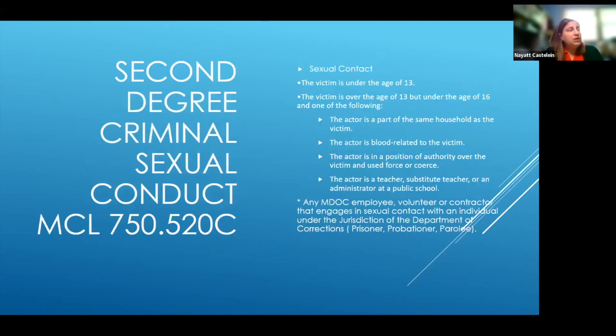For the second degree criminal sexual conduct, that's MCL 750.520c, it's sexual contact. If the victim is under age 13 and there's any sexual contact, it's a CSC second, sorry. If they are over the age of 13 but under the age of 16, and they're part of the same household, blood related, or in a position of authority such as a teacher or substitute teacher. Anybody who works for the Department of Corrections or any volunteer or contractor who is engaged in any sexual contact with an inmate, probationer, or parolee could be charged with a CSC second degree. That's just what the law holds for us.